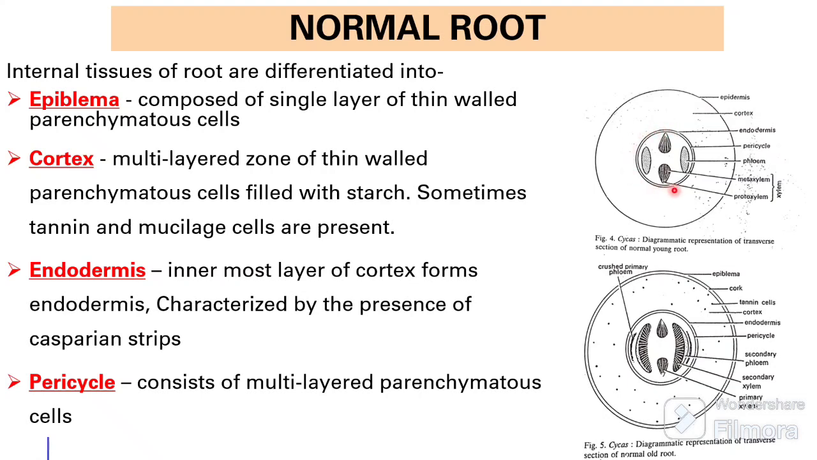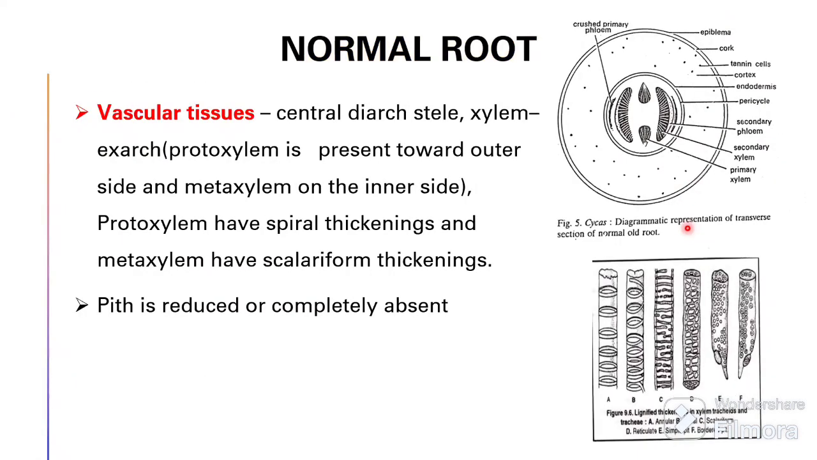The innermost layer of the cortex is called the endodermis. Endodermis is characterized by the presence of Casparian strips, which are nothing but waxy suberized coverings present on the radial walls of endodermal cells, an important feature of a root. Just below the endodermis, there is the pericycle. Pericycle is again formed of parenchymatous cells, and after the pericycle, there are vascular tissues in the central region.